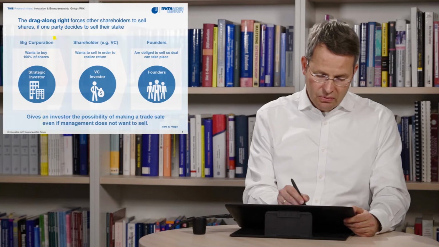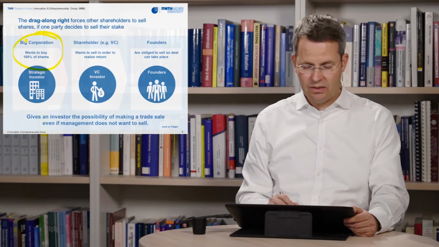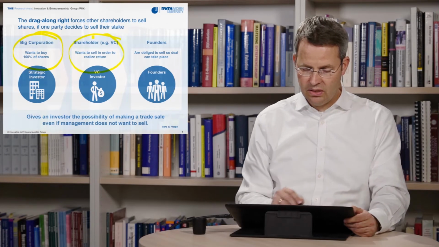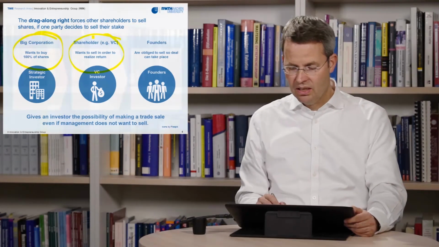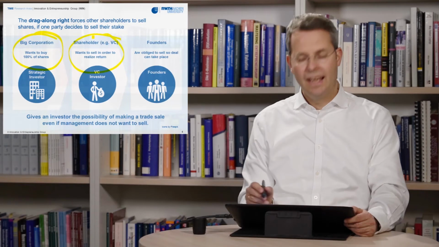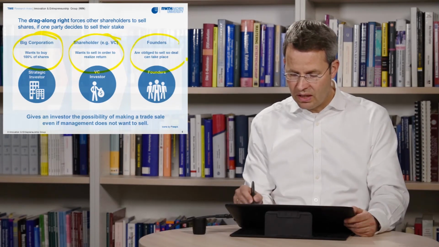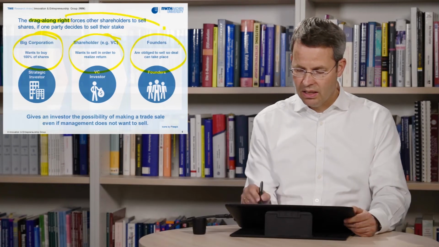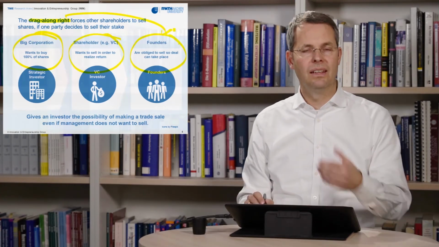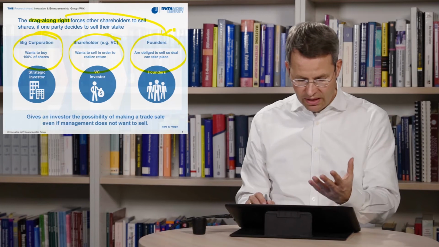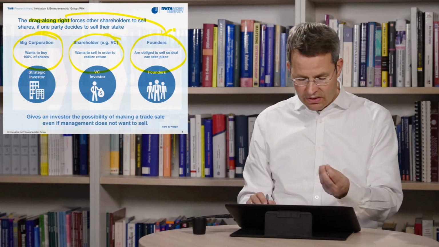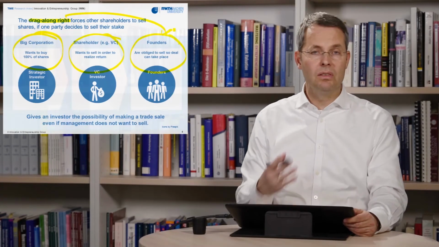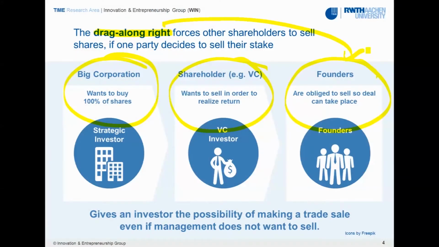So if a big corporation comes up and wants to buy 100% of the shares, the VC wants to sell in order to realize returns, a drag along right helps to force founders, and this is what the drag along is about. It forces founders that they also have to sell. So it gives an investor the possibility of making a trade sale even if the management doesn't want to sell.